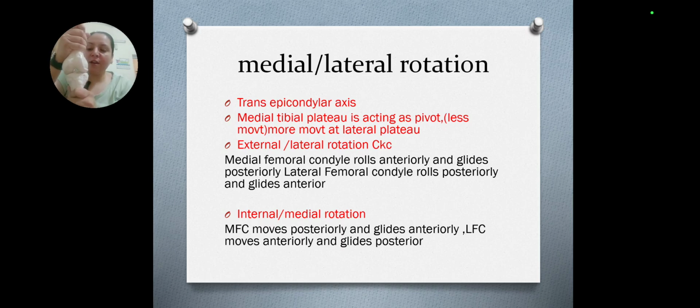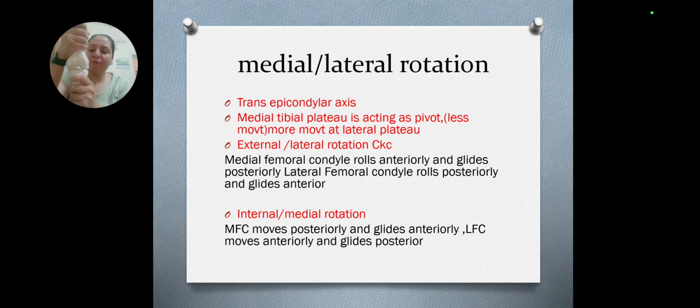So what is happening over here is, this is the medial condyle. Basically, the medial tibial condyle area is acting as a plateau, and the lateral condyle basically moves. So this is the movement which is happening. Whenever there is a medial rotation, the medial femoral condyle is moving posteriorly, whereas the lateral femoral condyle is moving anteriorly and gliding posteriorly.